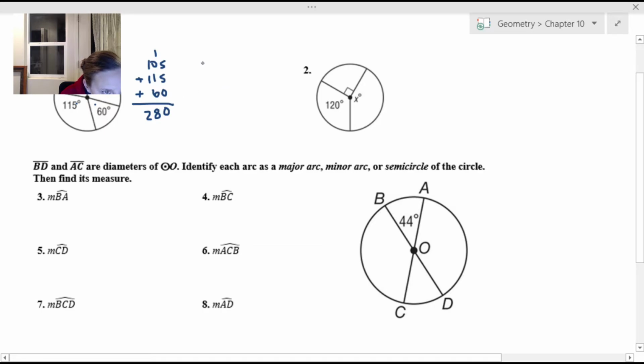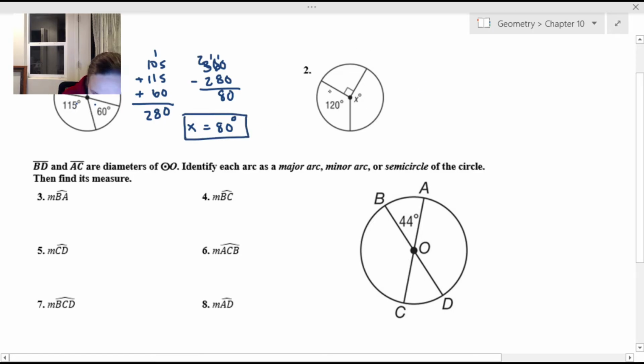This has got to be the rest, so I'm just going to do 360 and subtract 280. Oh, I don't need to borrow. What am I doing? 0 minus 0 is 0, and then 16 is going to be 8. So 80 degrees. So x is going to be equal to 80 because that's what's left over out of 360.